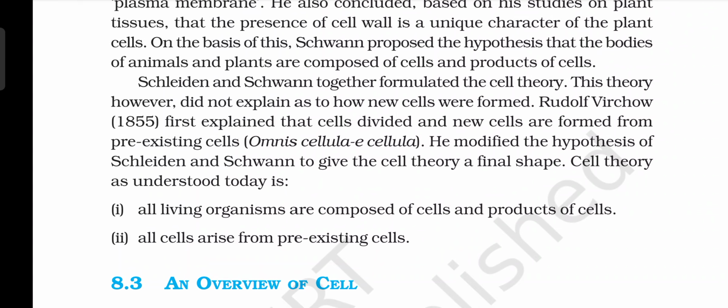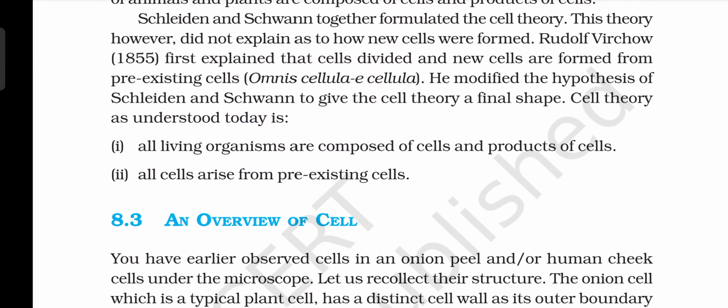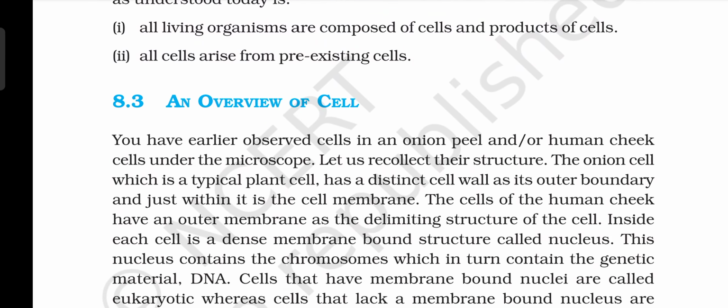Rudolf Virchow in 1855 first explained that cells divide and new cells are formed from pre-existing cells, omnis cellula e cellula. He modified the hypothesis of Schleiden and Schwann to give the cell theory a final shape. Cell theory as understood today is: all living organisms are composed of cells and products of cells. All cells arise from pre-existing cells.